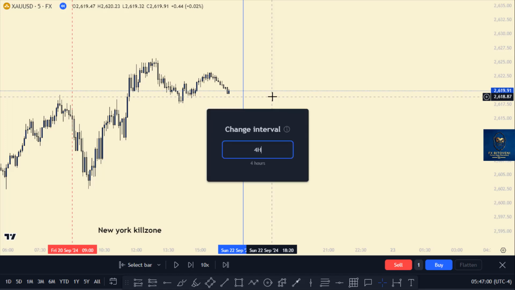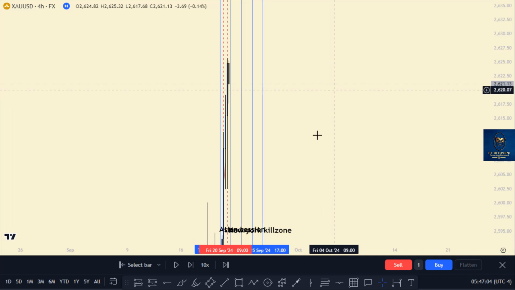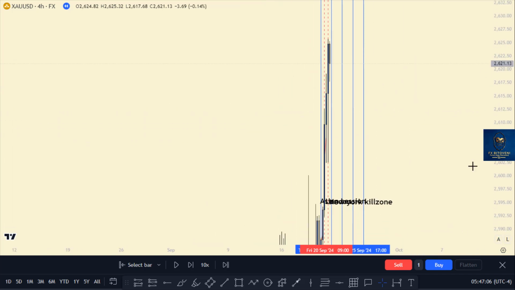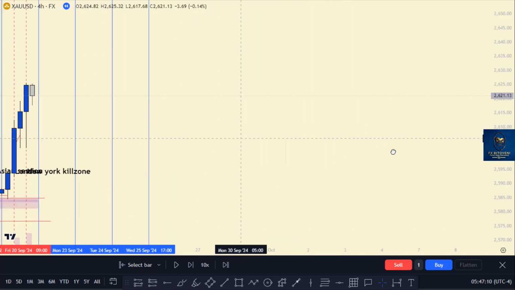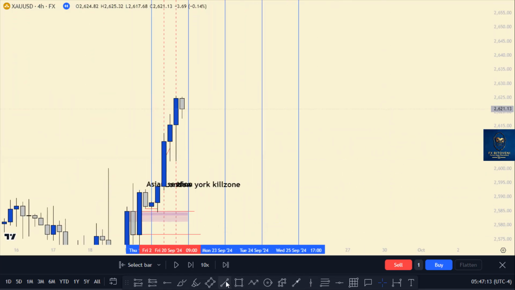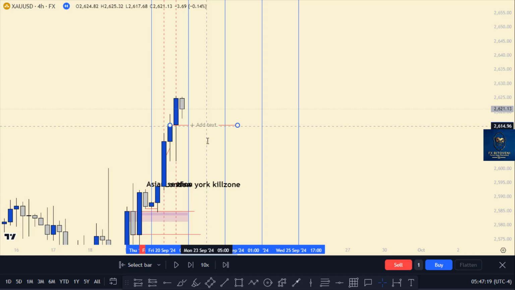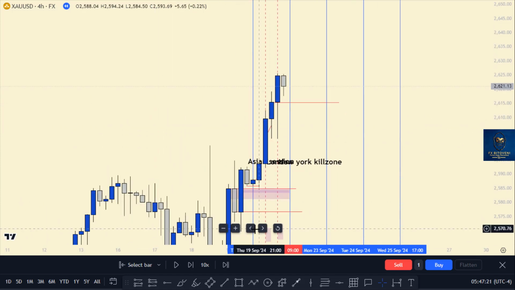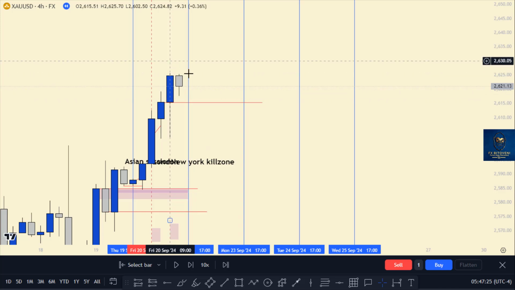Let's mark 4-hour support, because we are still bullish. What is the closest zone? The closest zone I see is around here. This is the closest zone. We are going to trade this day. Then after marking the zone, let's check on the 40 minute.